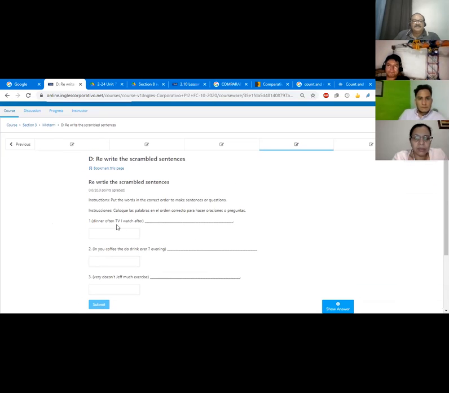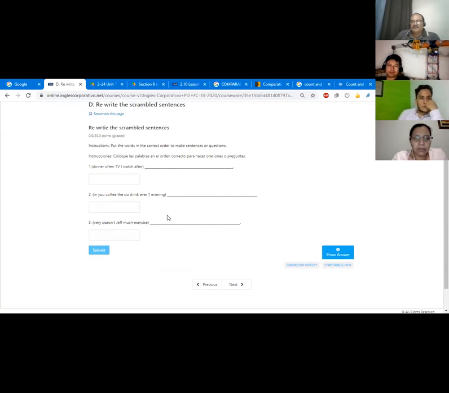Rewriting scrambled sentences. Then you have to find here, if there is no question mark, all these are sentences, not questions. There is, okay, this one has a question mark. This is a negative sentence, affirmative, interrogative, and negative. Okay, and then remember that if you're going to use the frequency adverb, it goes between the subject and the verb. I usually go, I never go, I always go, I always watch. So subject and verb.